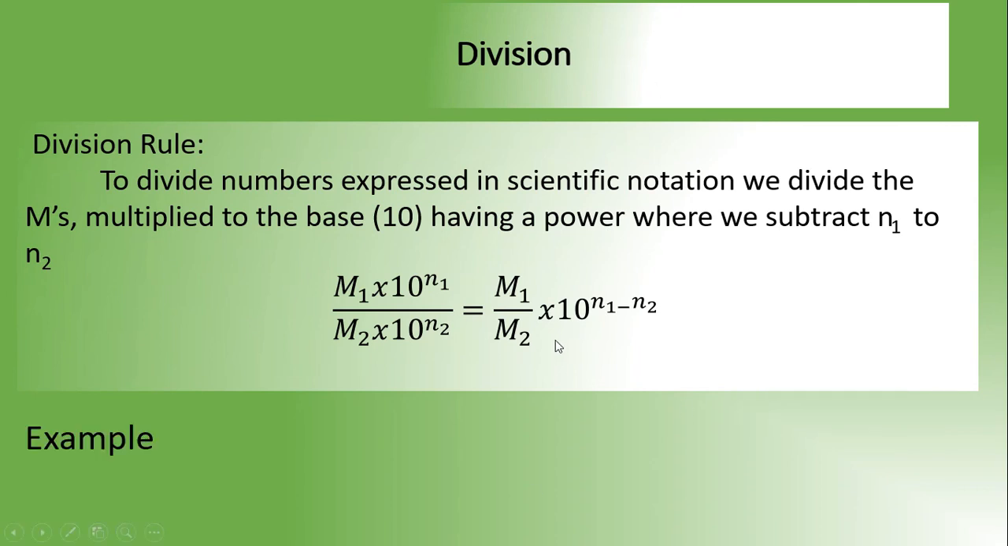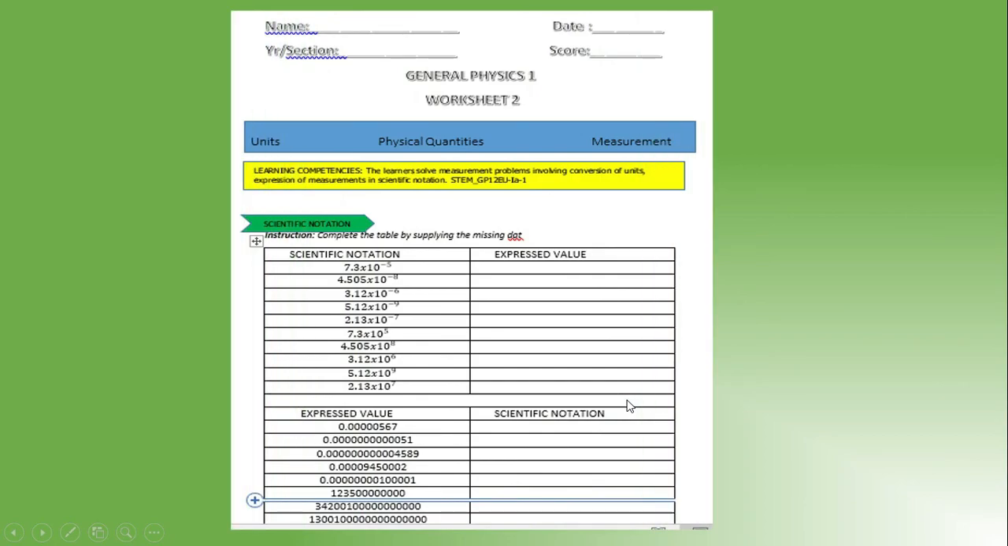Continue, we have now, for example, 8 times 10 to the power of 8 divided by 4 times 10 to the power of 4. Of course, we divide the m's, m1 divided by m2, 8 divided by 4, this will give us 2. We copy the common base, and then we subtract 8 minus 4, this will give us 4. Okay, as a result, of course, that's the final answer.